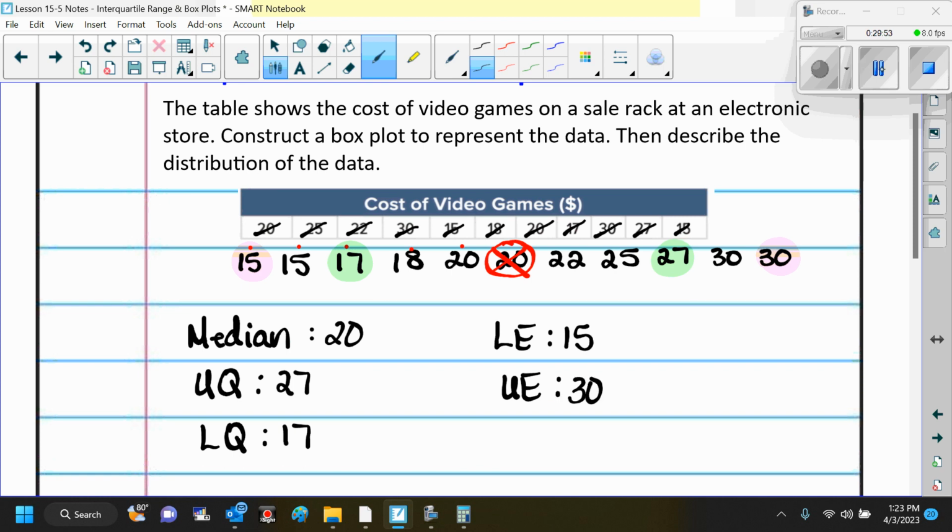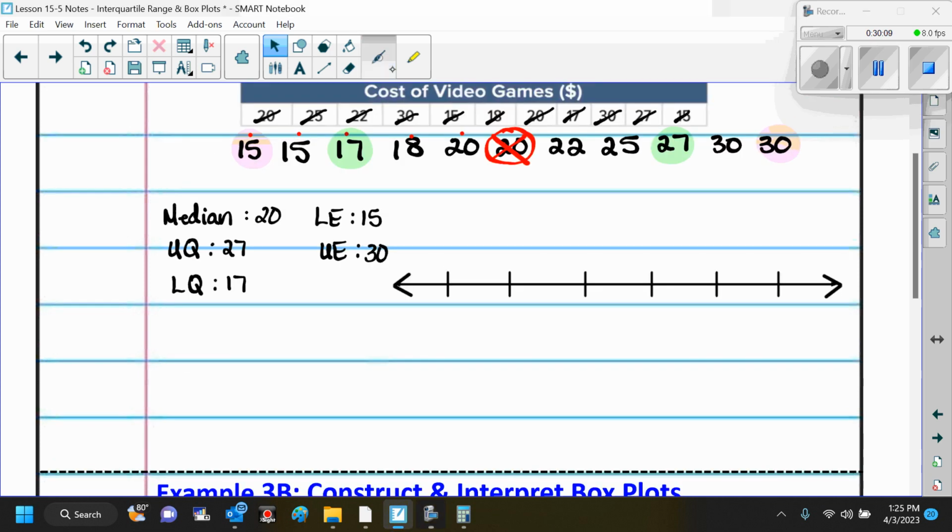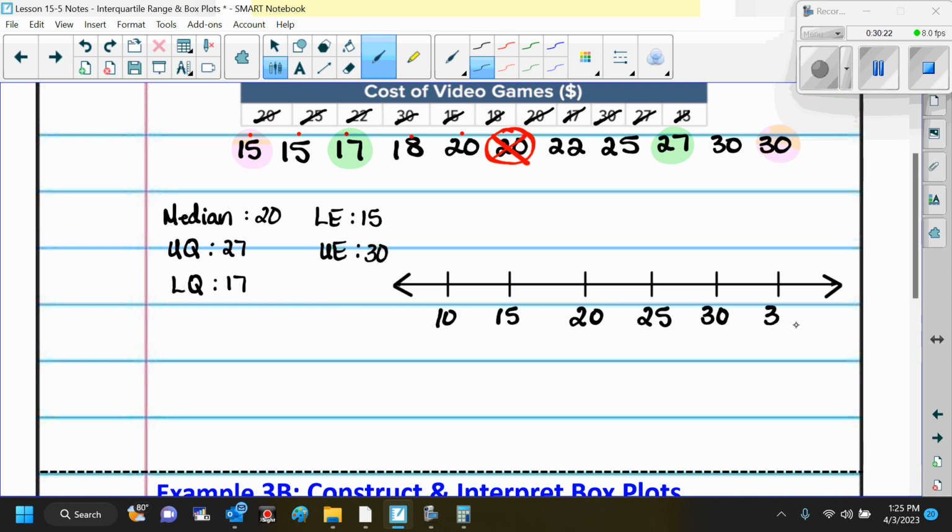So now we need to put this on a number line. So we want to go from 15 to 30. So I'm going to say we're going to count by fives, okay? So let's see, 5, 10, 15, 20, 25, 30, 35. Okay, so that's how we decide how we're going to count. You look at the lowest number, you look at the highest number, you just make sure you include everything on the number line, okay?